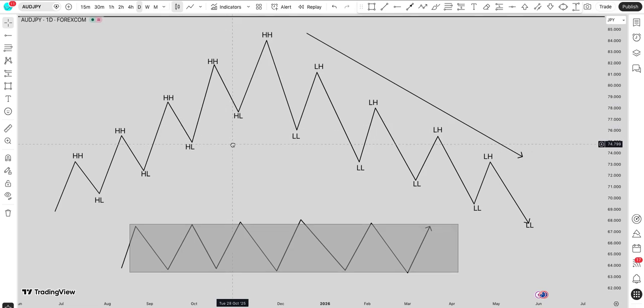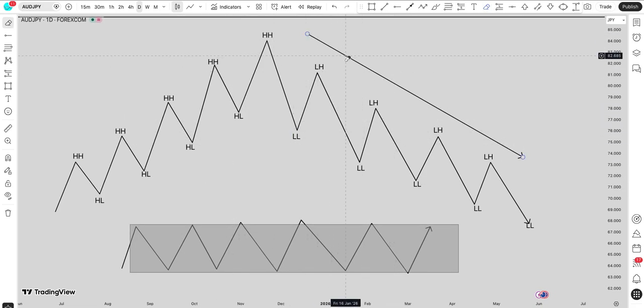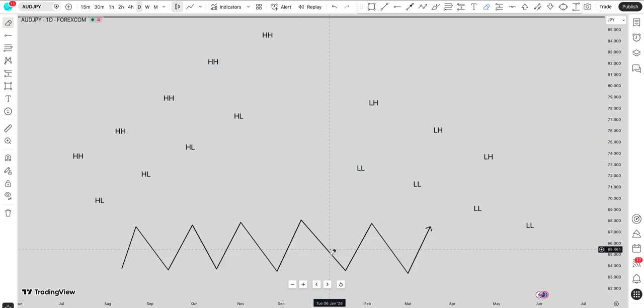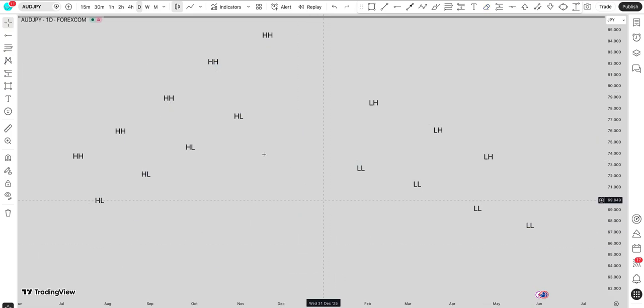First of all, let's get right into the chart to see what this actually looks like on the real chart. Let me take all of this out. I'll leave this on for now. Okay.